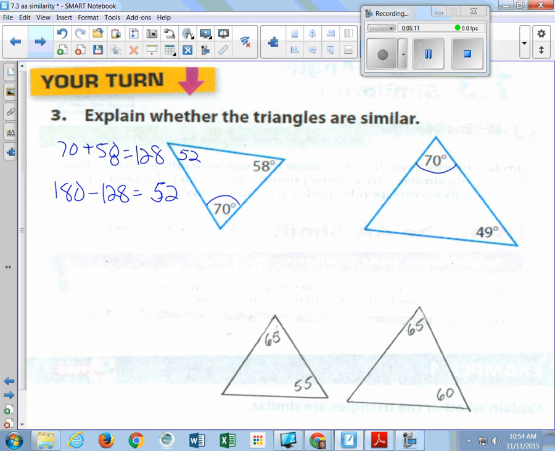Not there. I don't. So I need to do the other triangle. I'm going to do 70 plus 49, and that gives me 119. And then I subtract that 119 from 180, and that gives me 61. So the other measurement here is 61. Do I have two angles that are the same? I do not. So that makes these not similar.